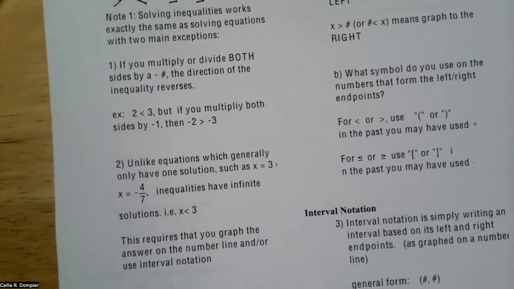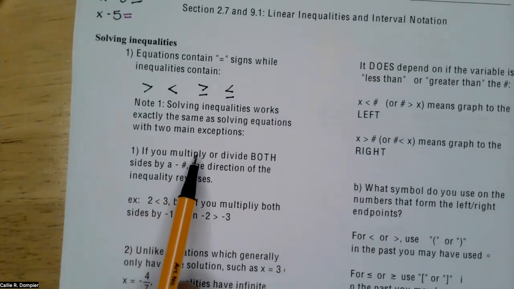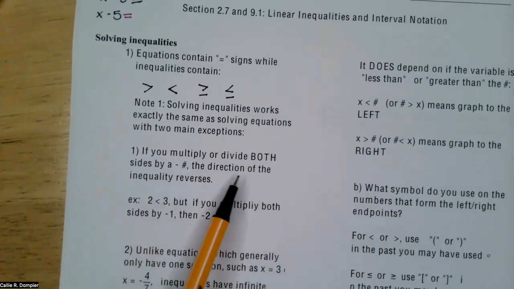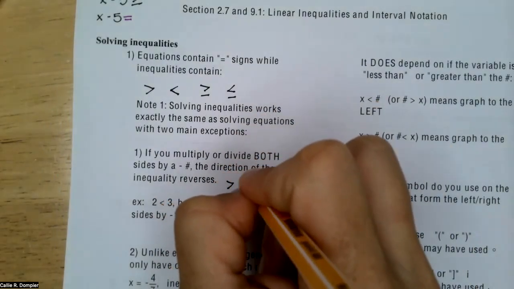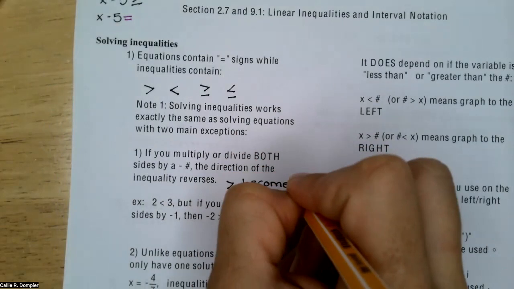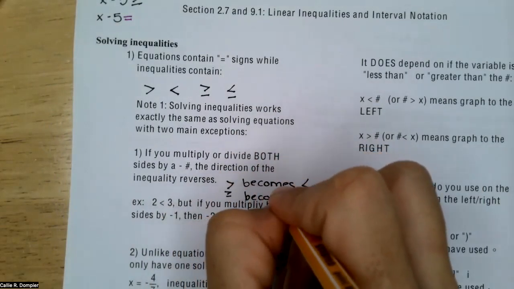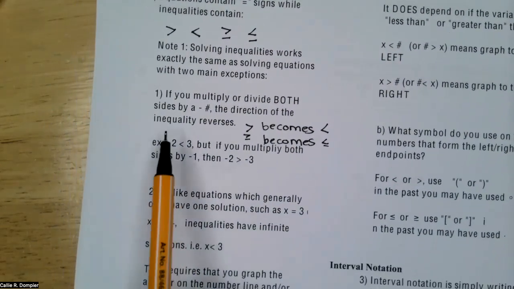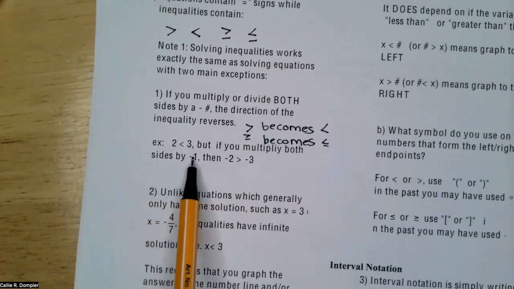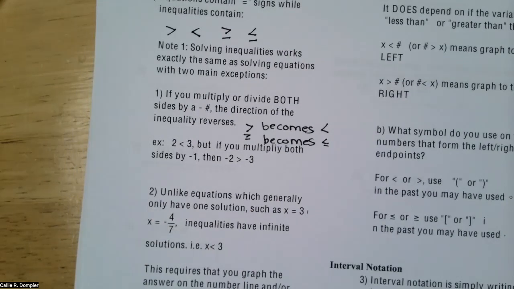Come back to it after we practice this a little bit if it still doesn't make sense. But when you multiply or divide both sides by a negative number, the direction of the inequality reverses. So greater than becomes less than, greater than or equal to becomes less than or equal to, okay? We just flip it. 2 is less than 3, but if you multiply both sides by negative 1, then negative 2 is greater than negative 3 because that is true according to the number line, okay?